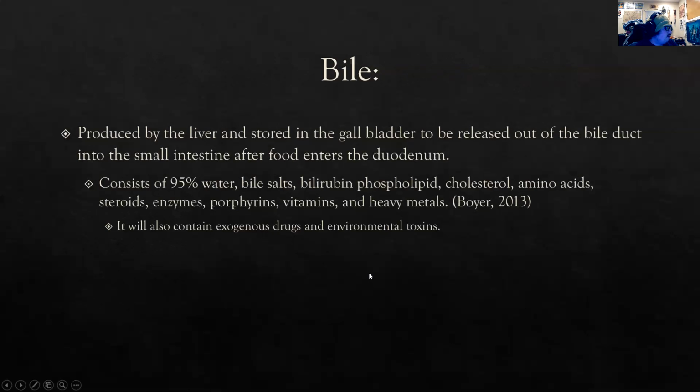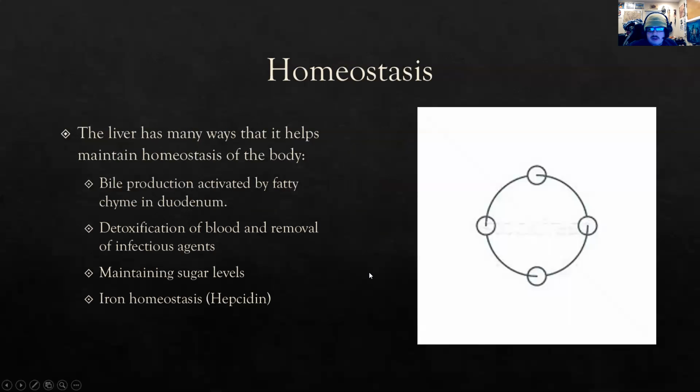Another cool part about bile is that it really helps when we're talking about toxins and ridding the body of toxins. It can latch on to toxins that are there and help rid the body of them. So, how does the liver help us maintain homeostasis? The bile production, which is activated by the fatty chyme in the duodenum, plays a major role in helping us maintain homeostasis and getting those nutrients we need, detoxification of blood, and removal of infection agents.